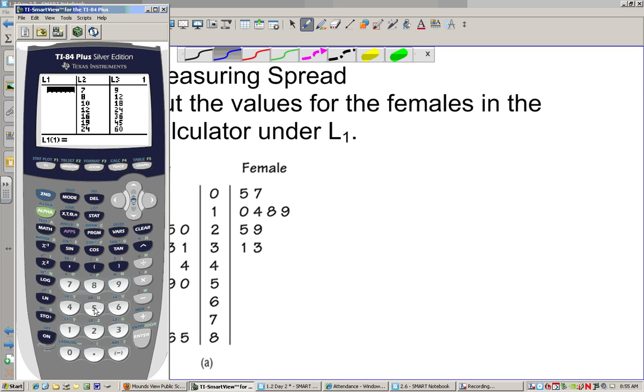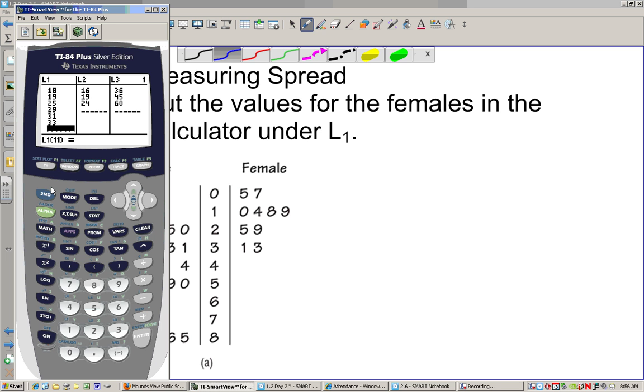And I'm going to have the data points 5, 7, 10, 14, 18, 19, 25, 29, 31, and 33.